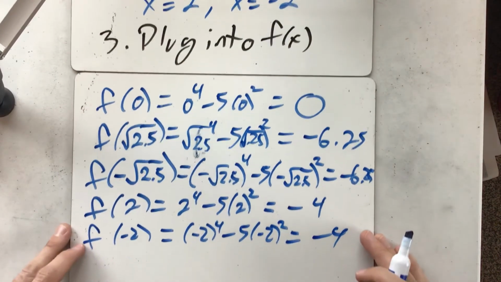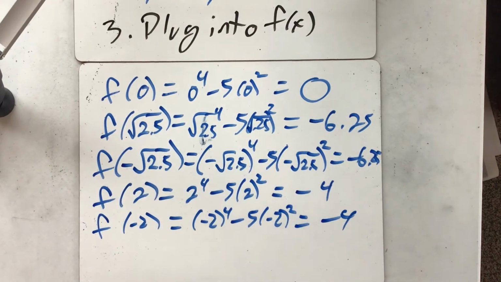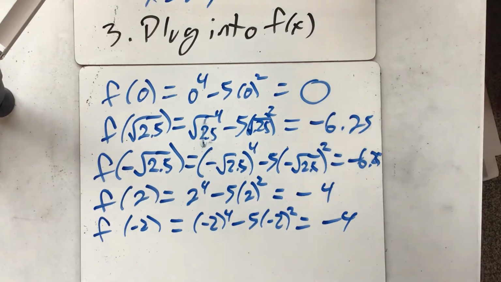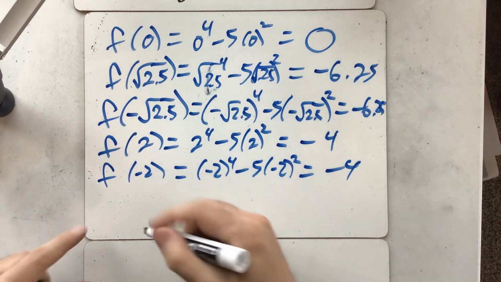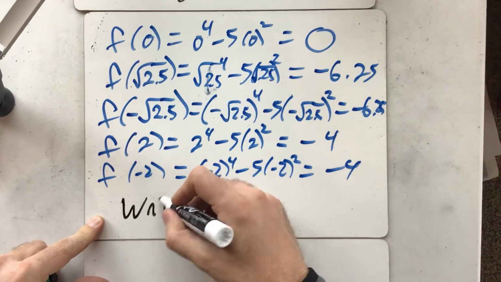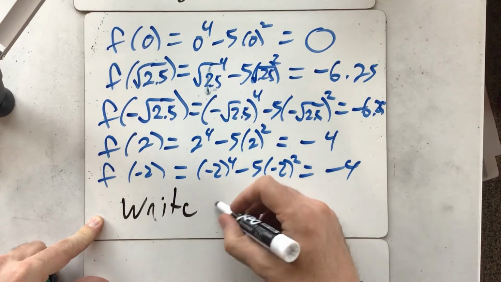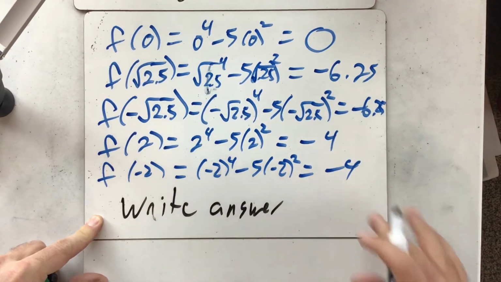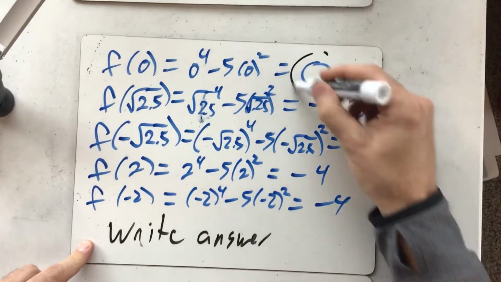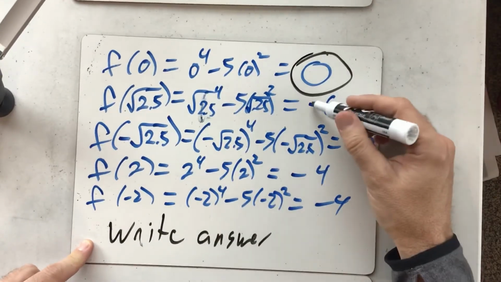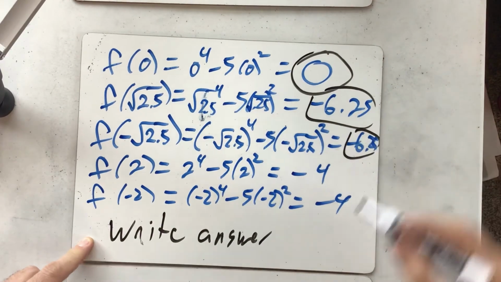So now the last thing that I have to do is go through this problem and figure out what my maximum and minimum values are, so I can state those for my teacher, and so my teacher is happy. In this case, it's me. Okay, so the last thing I do is write my answer. And as I look through all these, I ask, what is the biggest? It looks like 0 is the biggest. And it looks like this negative 6.25 is the smallest.